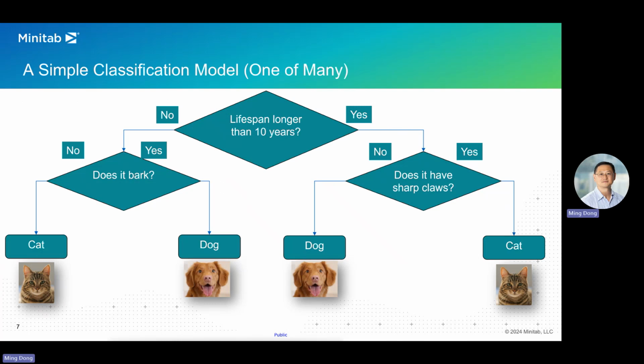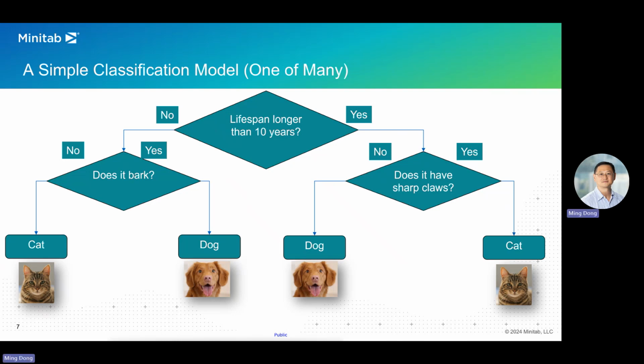Okay, let's use a simple example to illustrate the algorithm. Let's say we have many kinds of dogs and many kinds of cats, right? We try to classify which is a dog and which is a cat. So first we check lifespan, longer than 10 years or less than 10 years. If it's less than 10 years, we're going to check, does it bark? Yes, it's a dog. No, it's a cat.